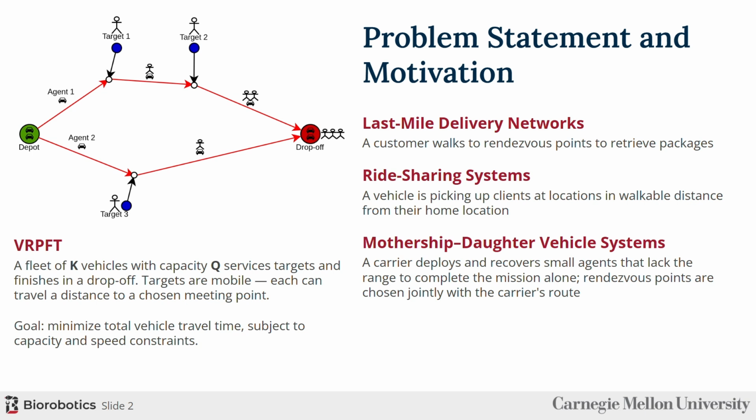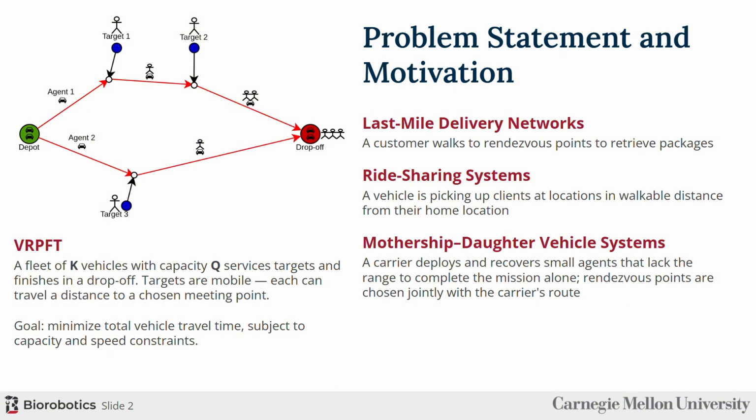In the classical vehicle routing problem, every customer sits at a fixed location. The floating targets variant relaxes that. The targets are mobile. Each one can move away from its home at its own bounded speed toward whatever meeting point is convenient. So the vehicle and the target cooperate on where to meet. That means that the set of places a target can be picked up isn't a point, it's a disk that grows over time. The routing decision is coupled to a continuous choice of meeting points.